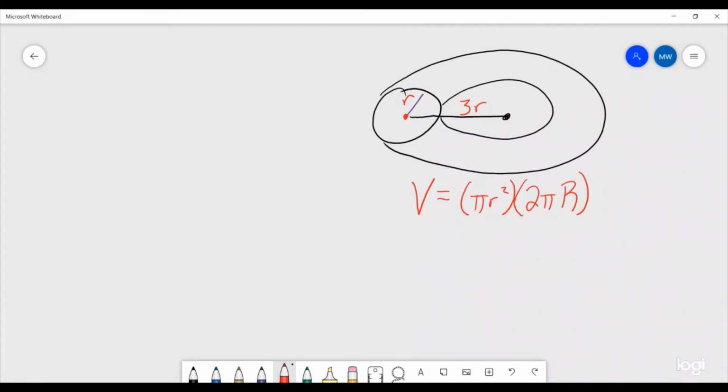Now, if we have this, and we know what this is, let's say that we are also told that the big radius, big R, is equal to 3 times the little r. So that's what I was labeling up here.